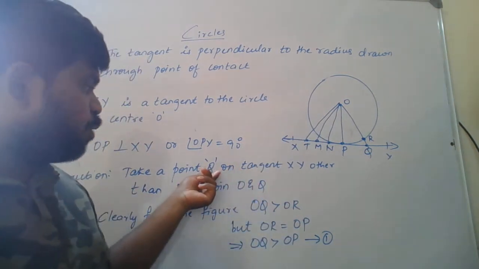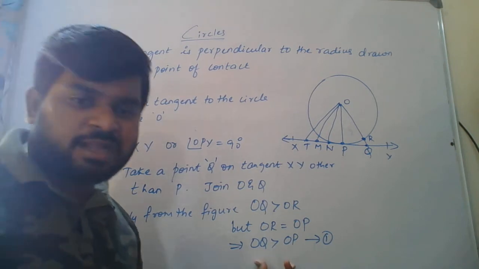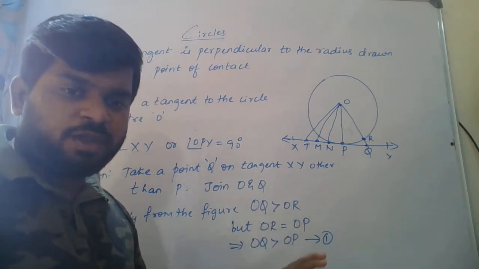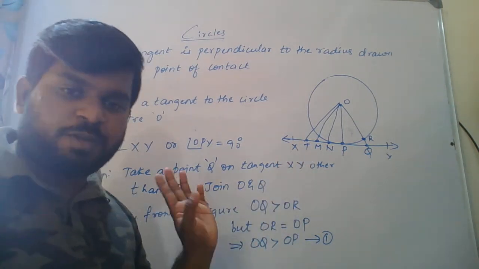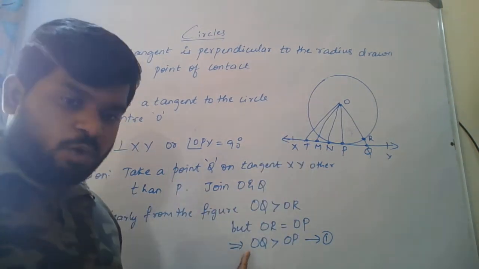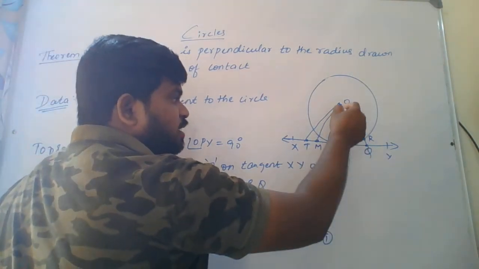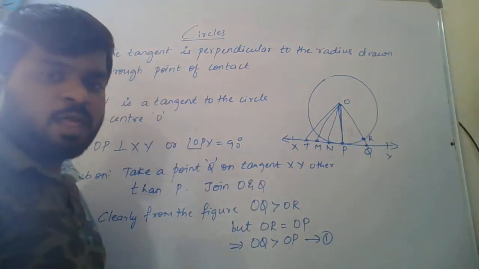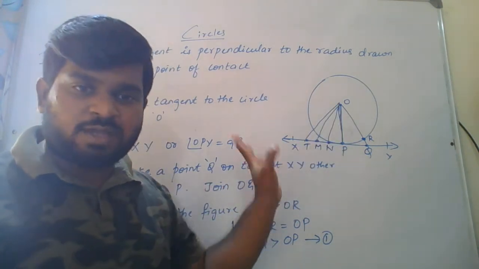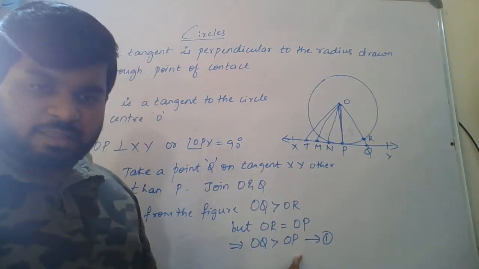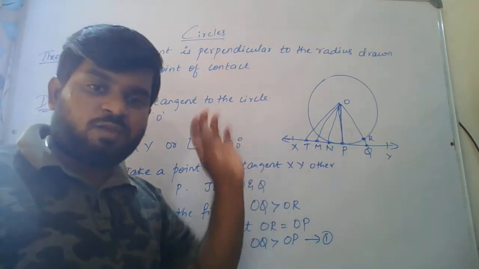See, earlier I had taken point Q. So what did I get? OQ greater than OP. Isn't it? This is the result that I've got. Now instead of Q, if you take some other point, let's say M, then you get OM greater than OP. Same logic. Or you take T, you get OT greater than OP. You are comparing this line with all other lines. When you compare this with all other lines, this comes to be the shortest always. Observe, OQ is greater than OP, OM is greater than OP, OT is greater than OP. So OP is always the smallest.